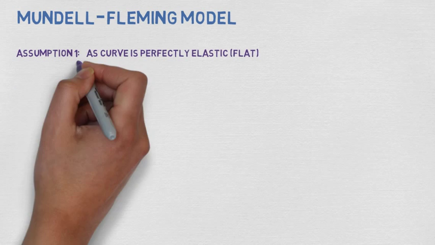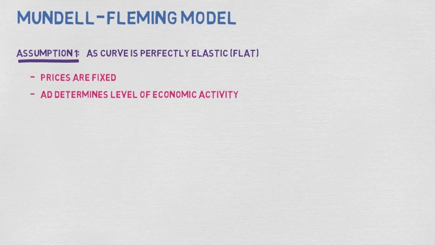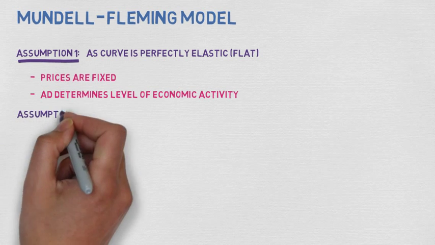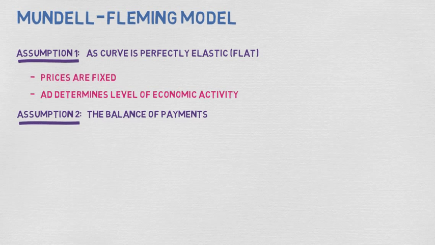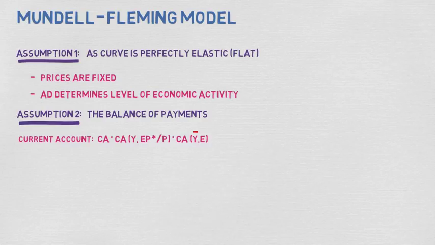Our first assumption is that the AS curve is perfectly elastic, meaning that prices are fixed and that aggregate demand is used to determine the level of economic activity. Our second assumption is to do with the balance of payments. PPP doesn't hold, even in the long run, and the size of the current account surplus depends positively on the real exchange rate E and negatively on real income Y. Note that the second equality arises because given fixed prices, real and nominal exchange rates are identical. We also assume the Marshall-Lerner condition holds.